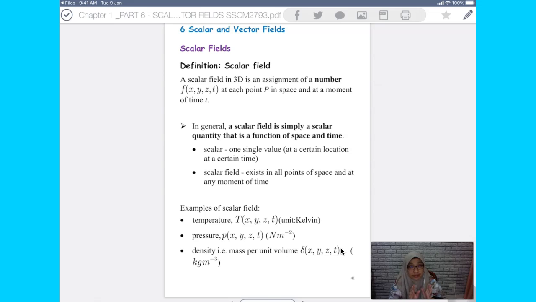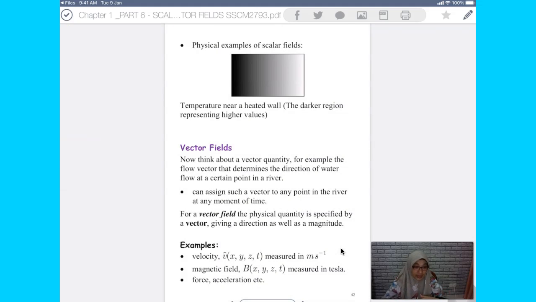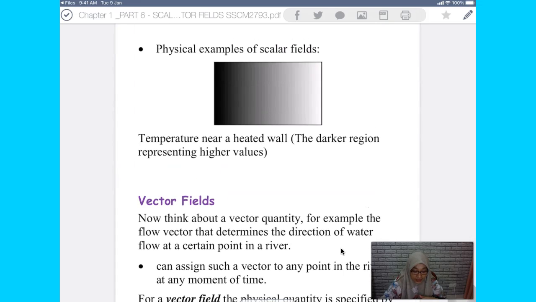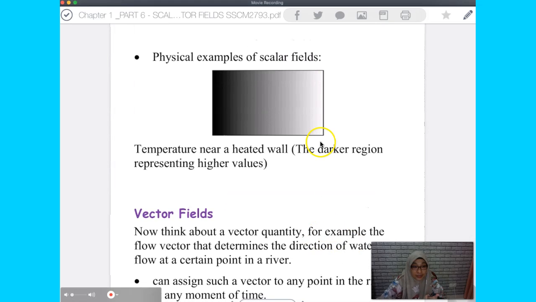Actually for this course, we don't really focus on the scalar field. We just apply it a bit. I will show you after this when we have the scalar field or scalar function. Another example of a scalar field.